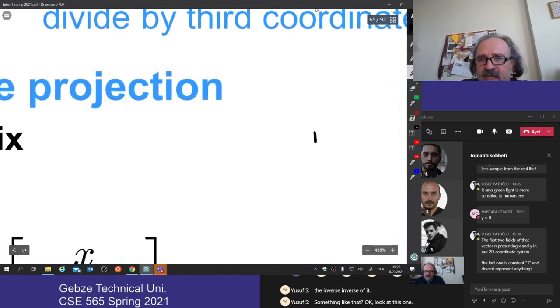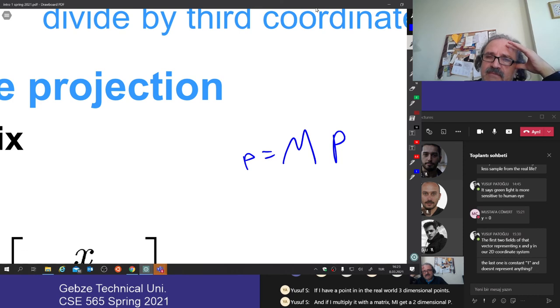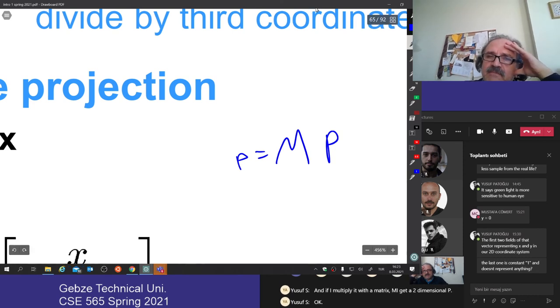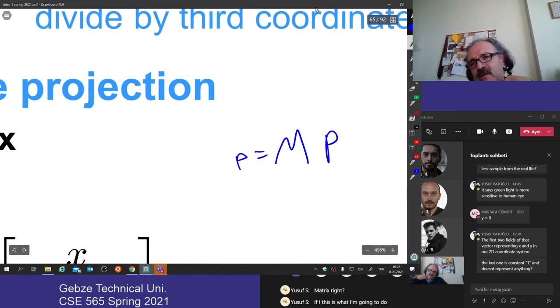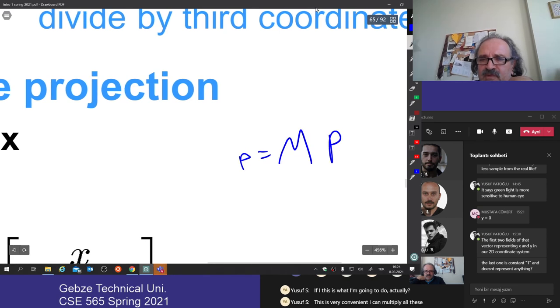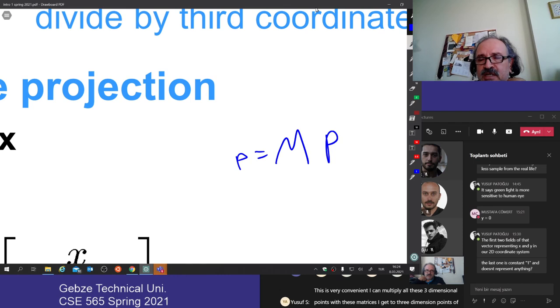If I have a point in the real world, a three-dimensional point, and I multiply it with a matrix M, I get a two-dimensional p. This is very convenient. I can multiply all these three-dimensional points with these matrices and get the points, of course in homogeneous coordinates. That's why we like homogeneous coordinates.